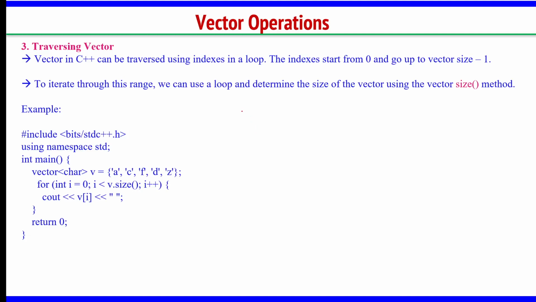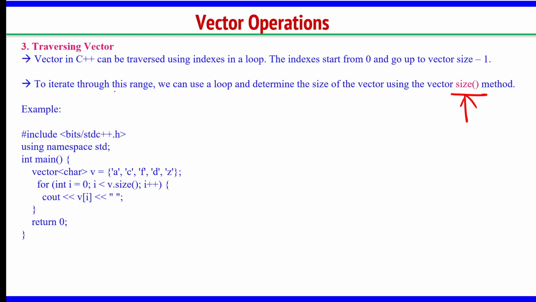Third one, traversing. You want to traverse the elements of the vector. You do not know how many elements are there, right? For that we have to use the function size. For traversing over the elements, if you want to print all the elements of the vector, you should know the number of elements in the vector. Only then you can use a for loop. But since it is a dynamic array and we do not know, you have to use the function size.